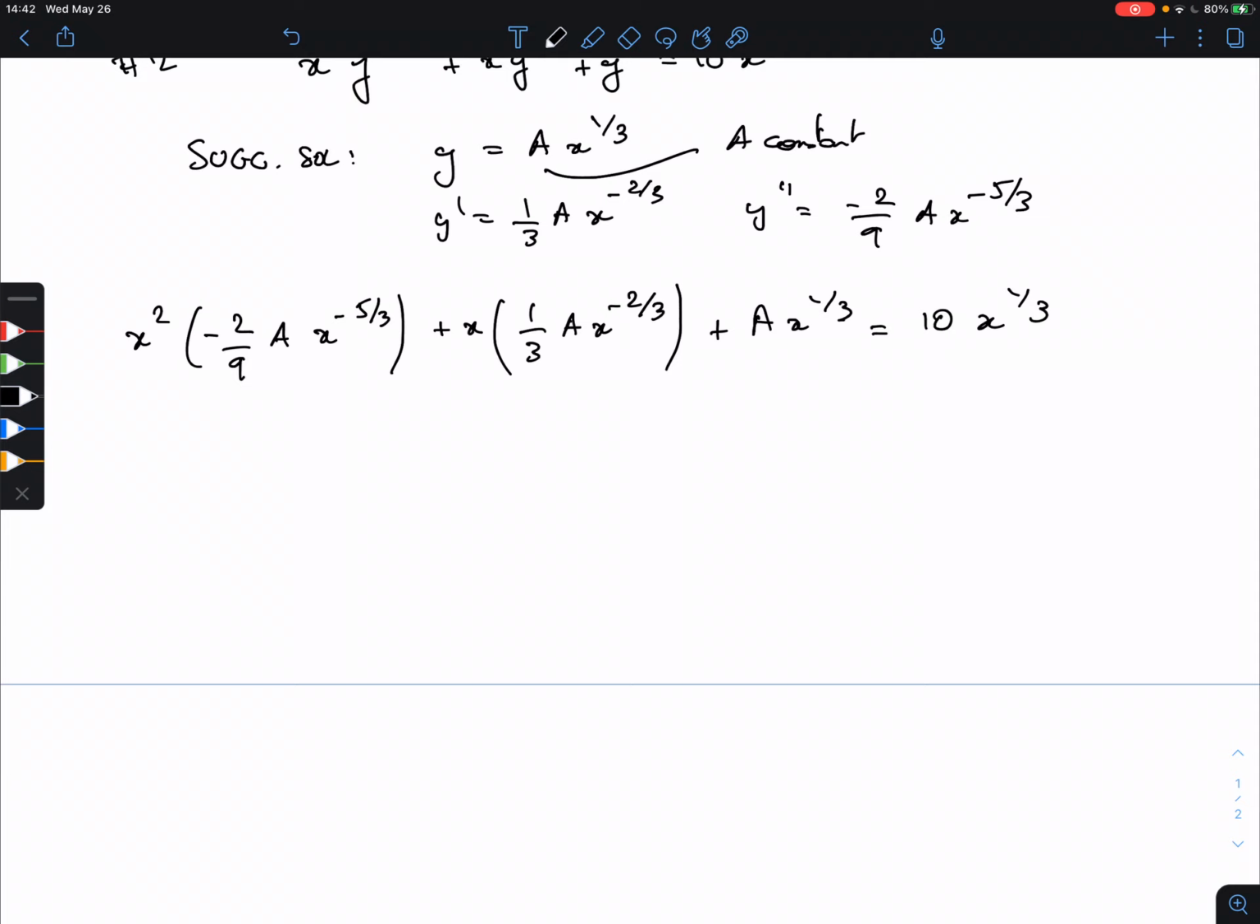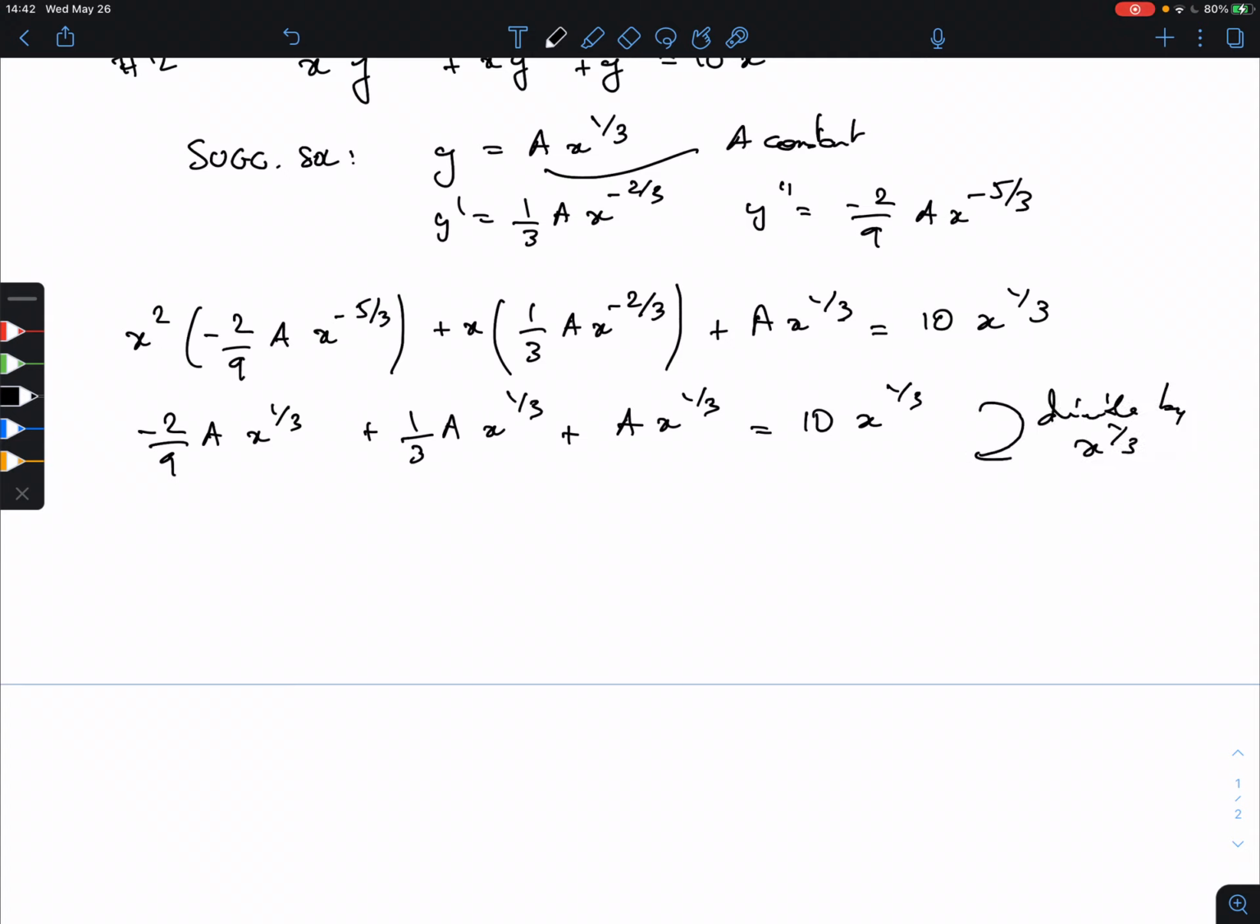And that is exactly what happens, right? So we get minus 2/9 a x to the power 1/3, since this is 6/3 minus 5/3. Here we have 3/3 minus 2/3, so also 1/3. Plus 1/3 a x to the 1/3 plus a x to the 1/3 is 10 x to the 1/3. So we divide by x to the 1/3. Of course, if x is 0, we cannot do that, but that's just one point. We know that there are always going to be problematic points, but at all non-zero points, we have no problem, so we can do that.